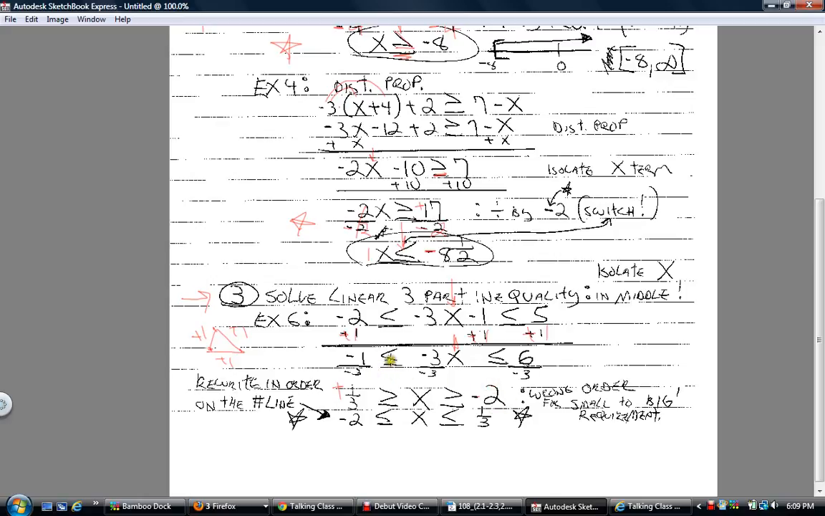But wait a second, what happened? We divided by what, class? Negative. Therefore, we should do warning, warning. What do I do with the inequality signs? Less than becomes greater than.